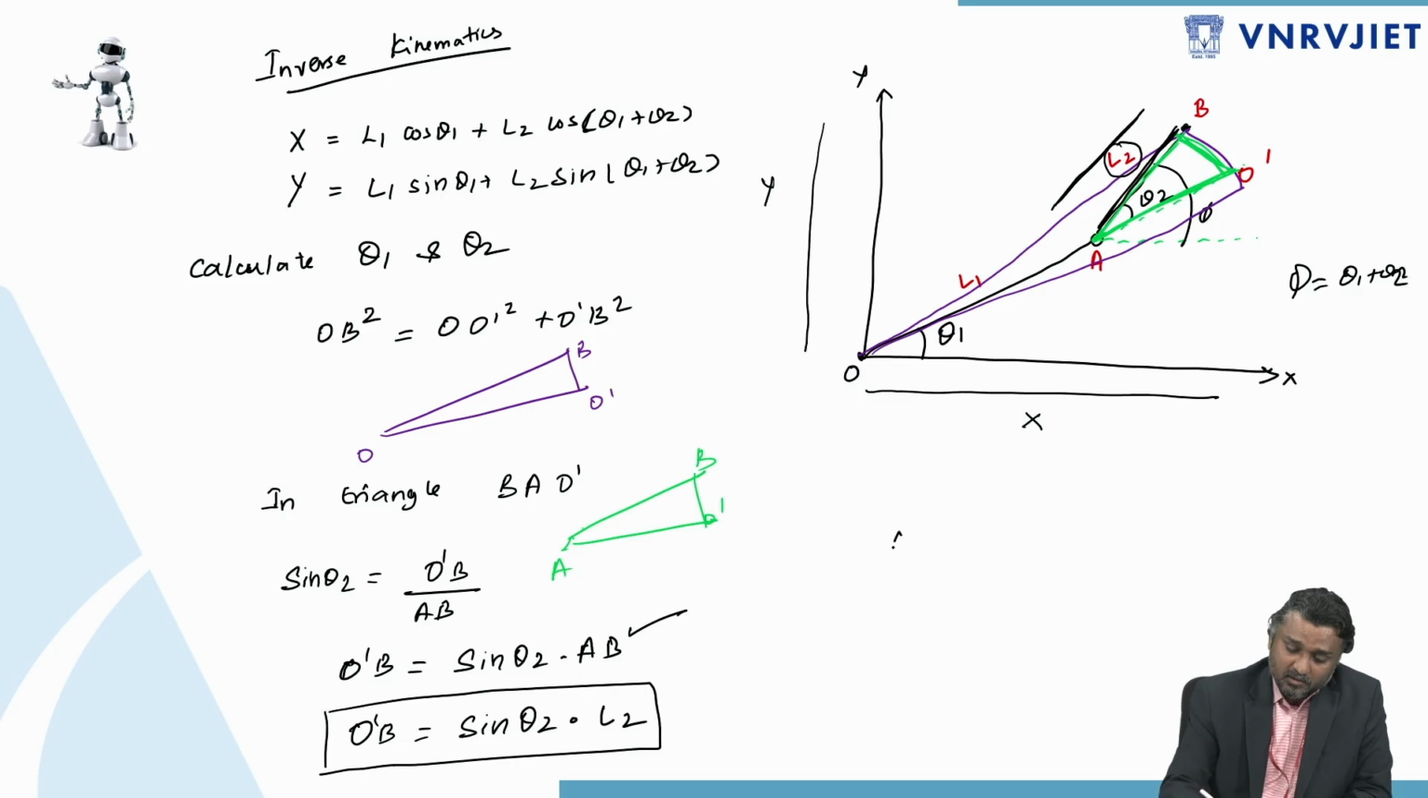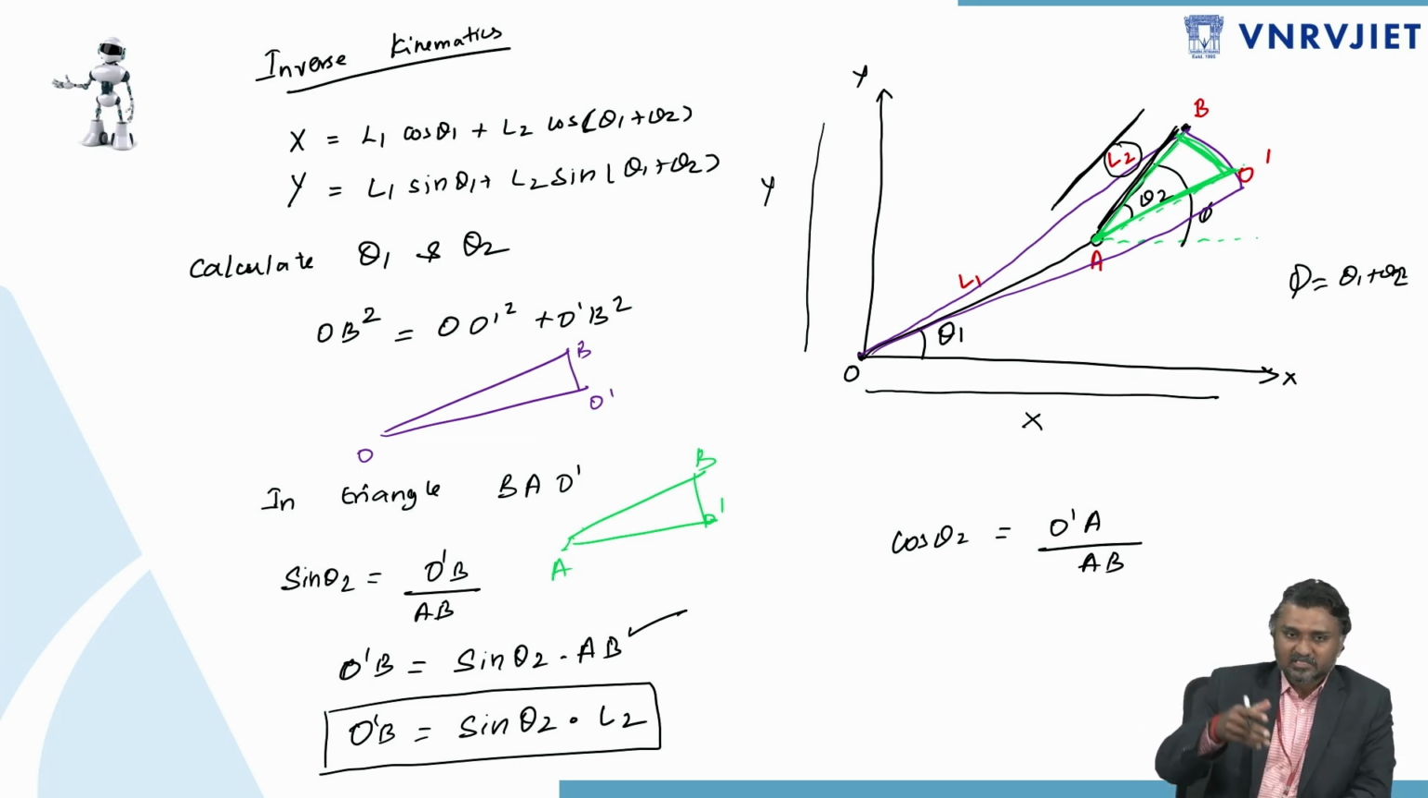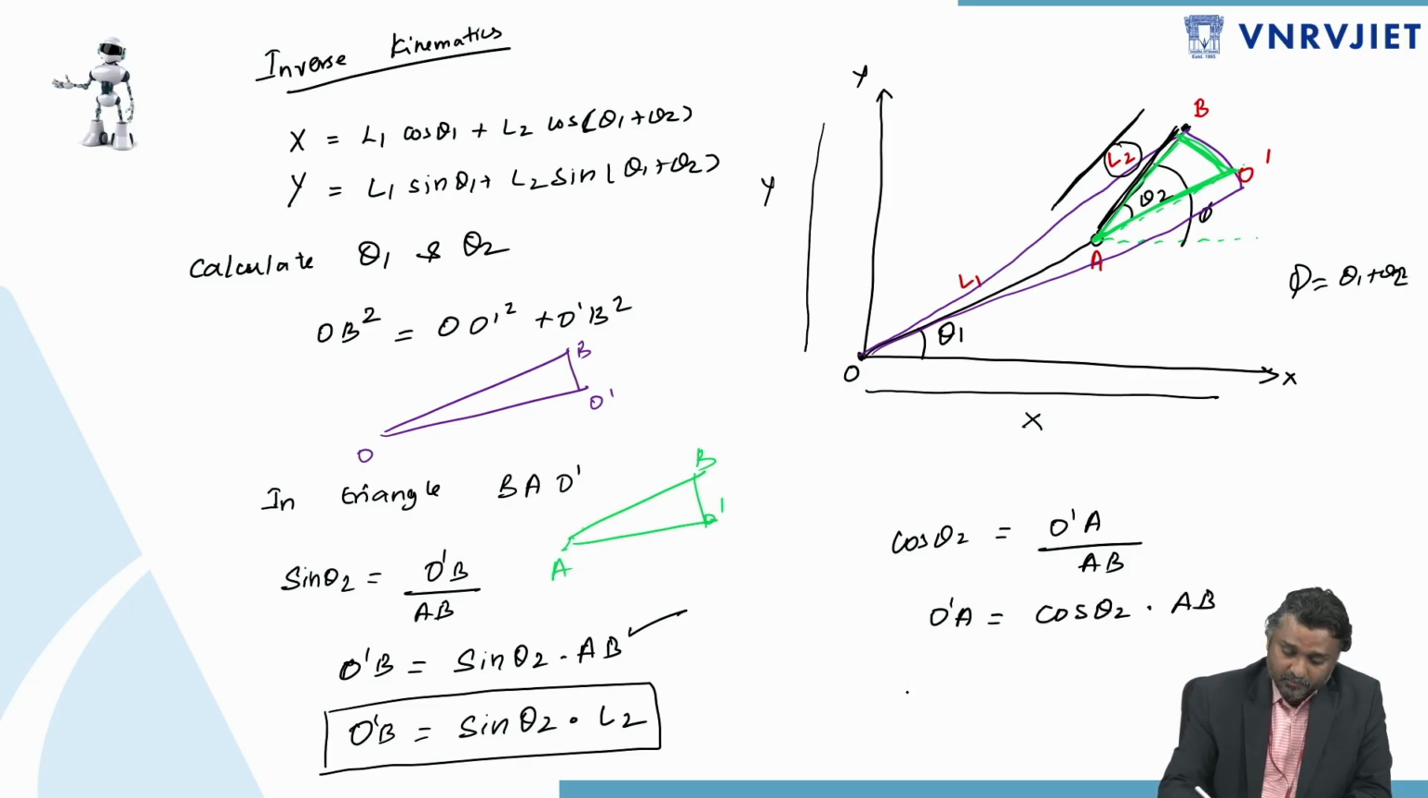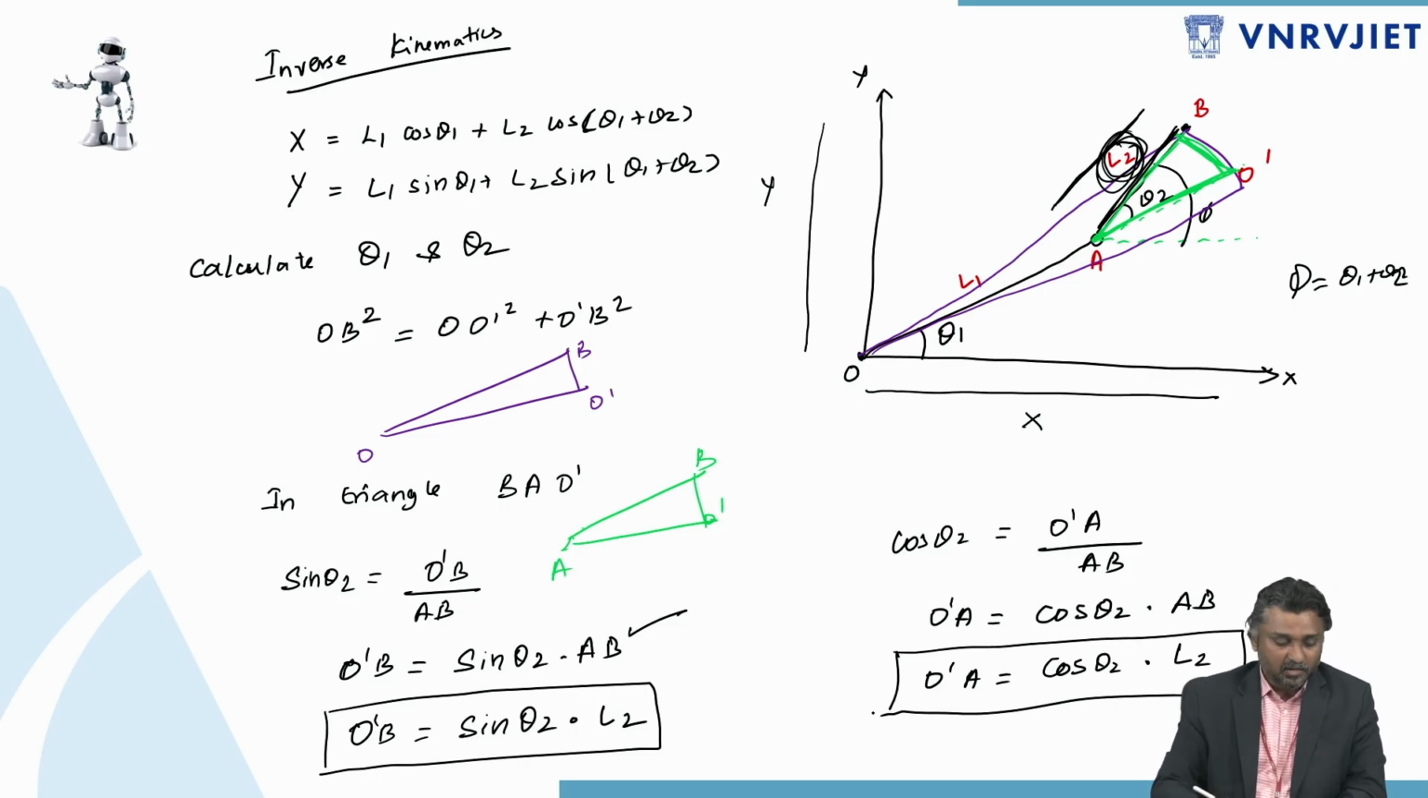Okay, and then cos theta 2 is equal to O dash A by AB. That means now I am considering the x-axis and the y-axis also. So O dash A is equal to cos theta 2 into AB, and again AB is the length of link 2, so I replaced it with L2. So these are my equations for O dash B and O dash A.